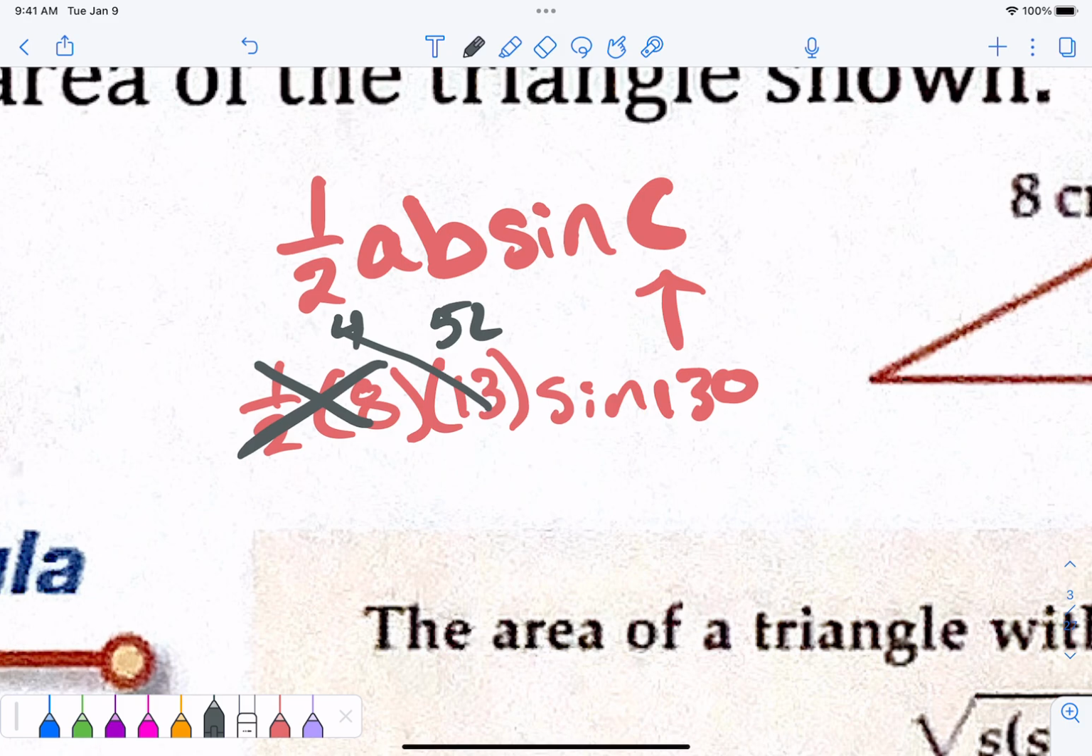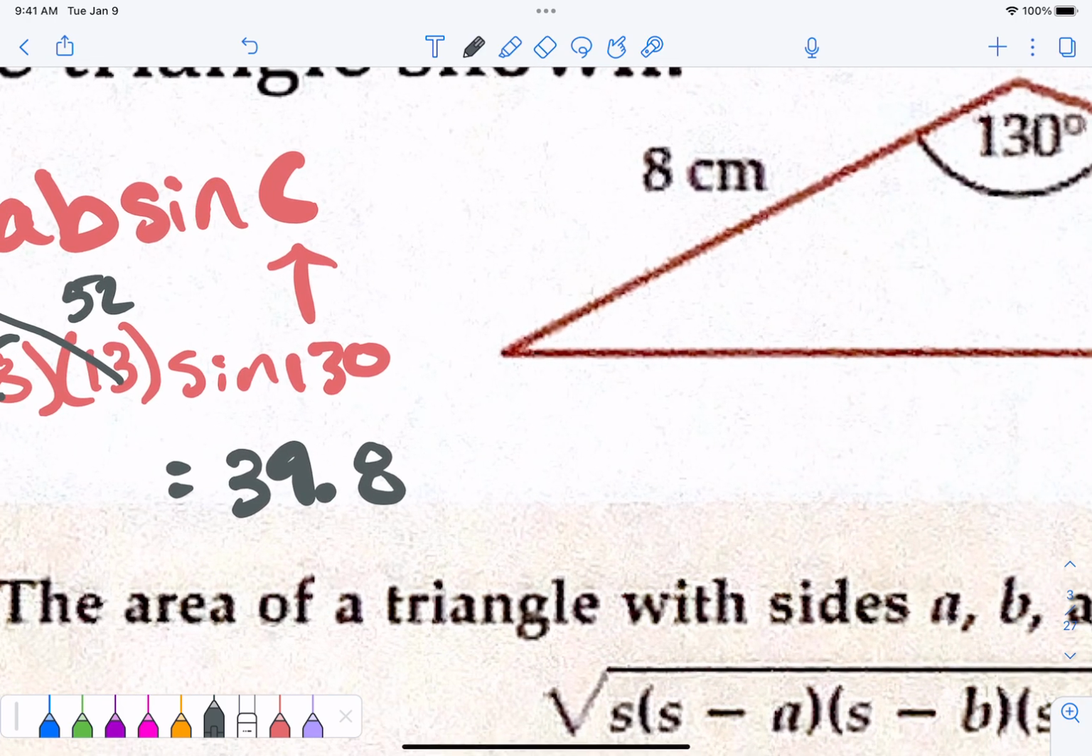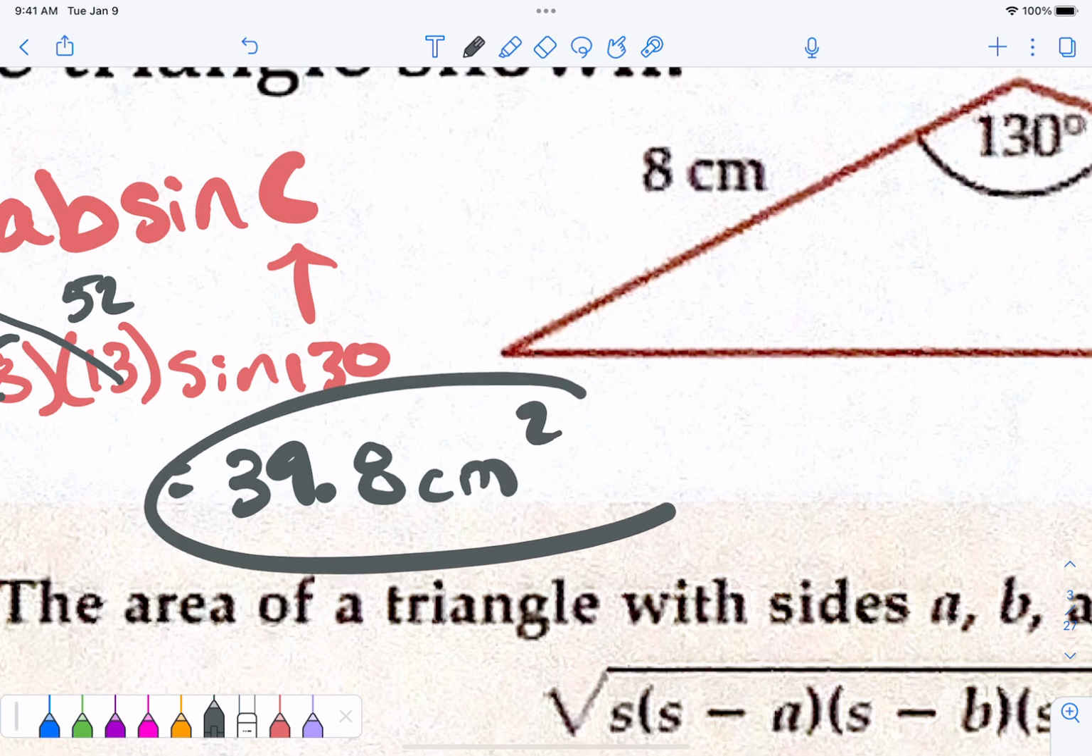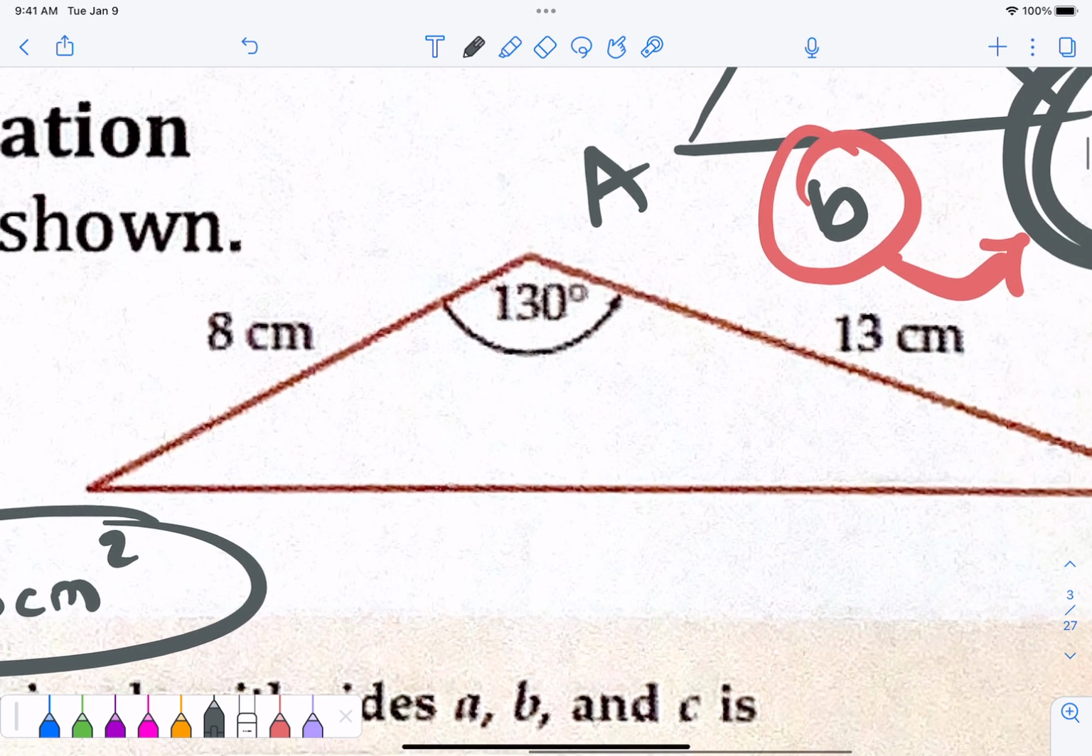Then I just have to enter 52 sine of 130 in my calculator. Okay, I can do some of that mental stuff in my head. So 52 sine of 130 is something. 39.8. 39.8. Okay, what's the label on it? Centimeter squared. That's the area of that. Make sense? So it doesn't matter what your angle's called. If your angle's called A, it doesn't matter, just as long as you have the two sides that are right next to it.